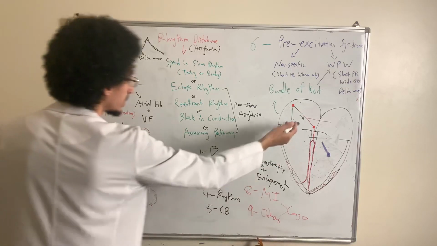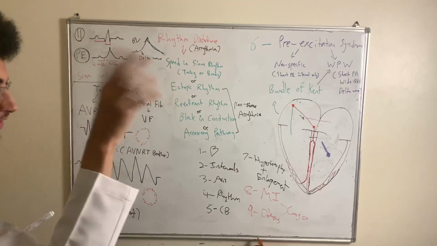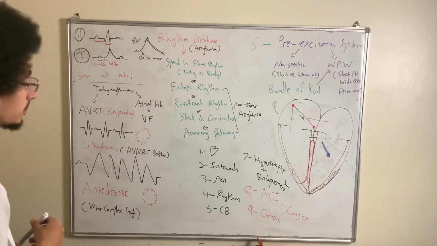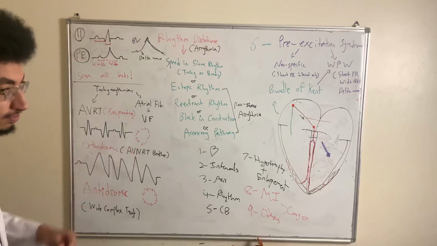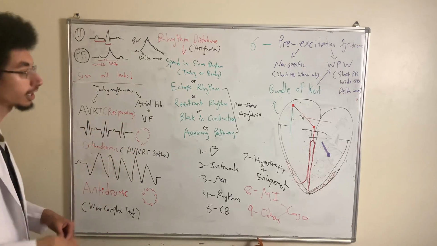Because of this accessory pathway, predisposing it to supraventricular tachyarrhythmias, and it can lead to ventricular fibrillation. So that's one tachyarrhythmia, easy, right? Very dangerous. But now let's talk about something new.